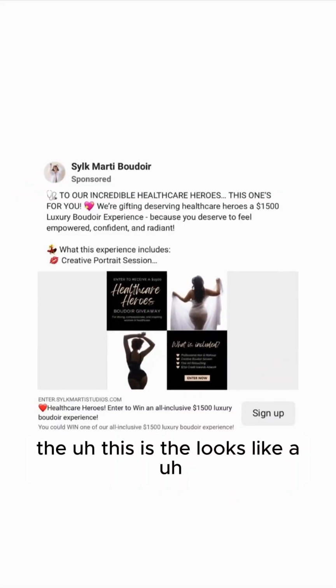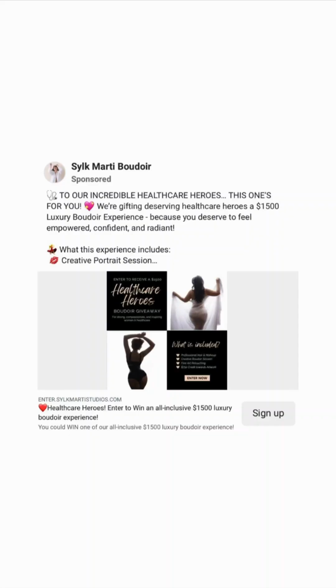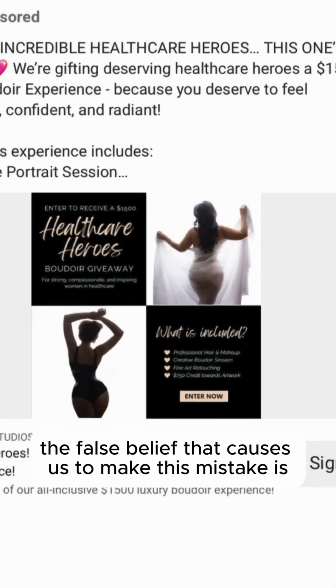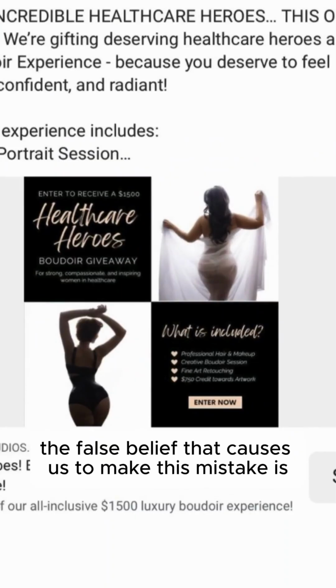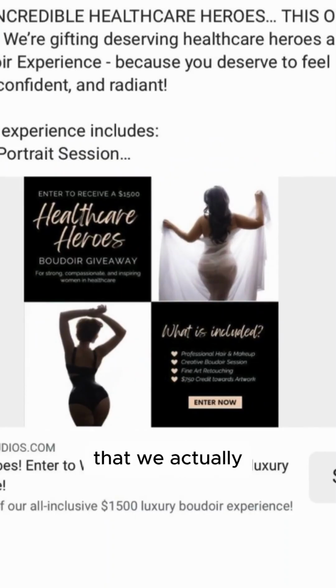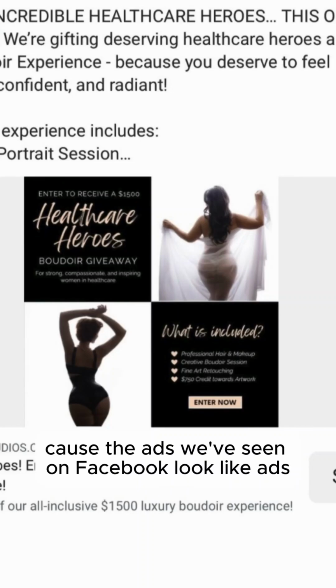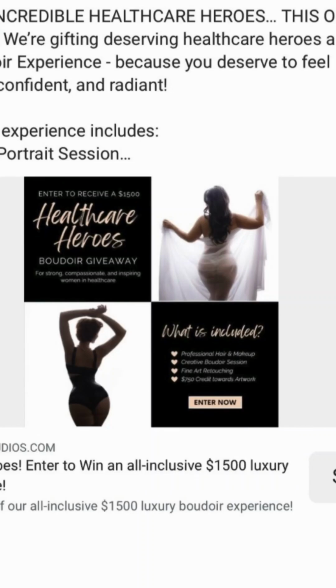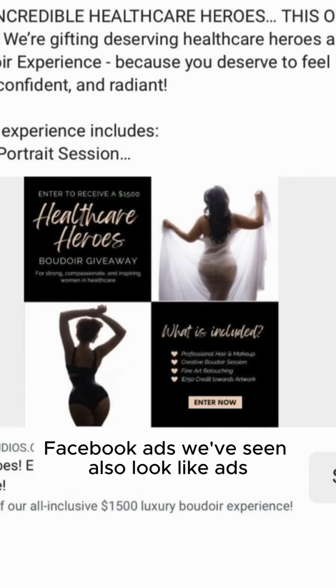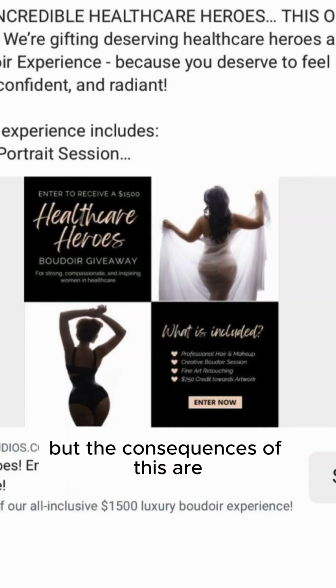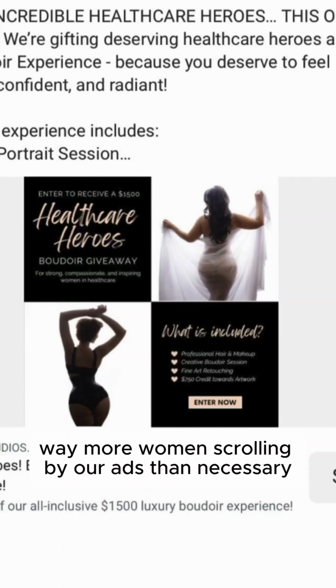This looks like an ad mistake. The false belief that causes us to make this mistake is that we actually believe our boudoir Facebook ads should look like ads, because the ads we've seen on Facebook look like ads. The other boudoir Facebook ads we've seen also look like ads. But the consequences of this are way more women scrolling by our ads than necessary.